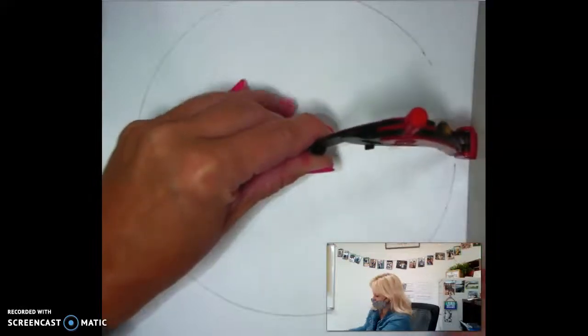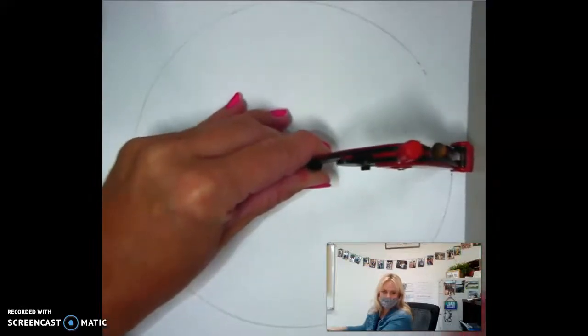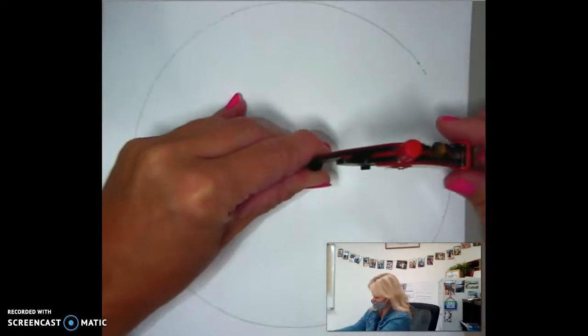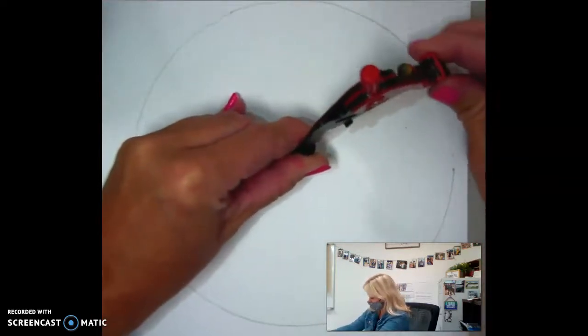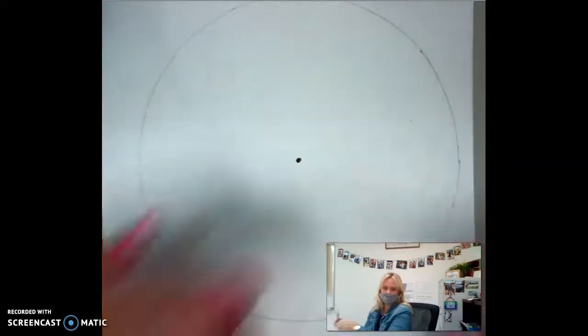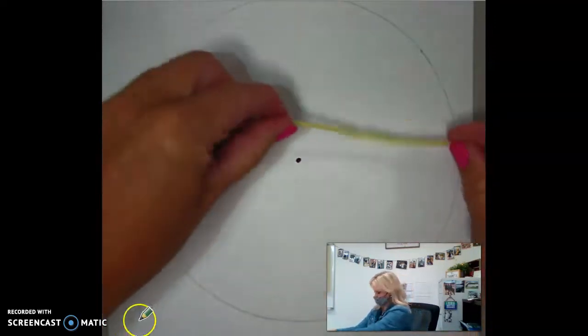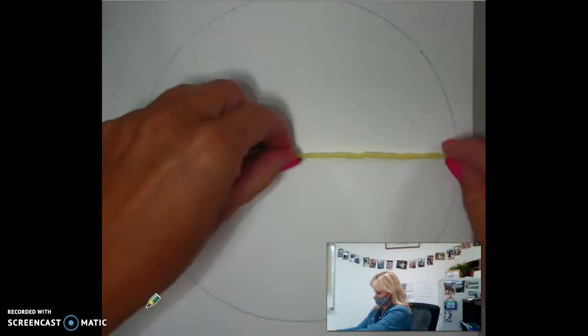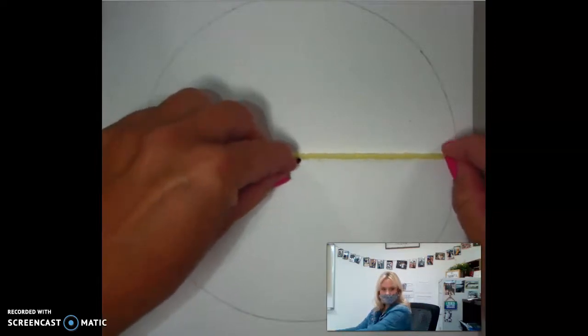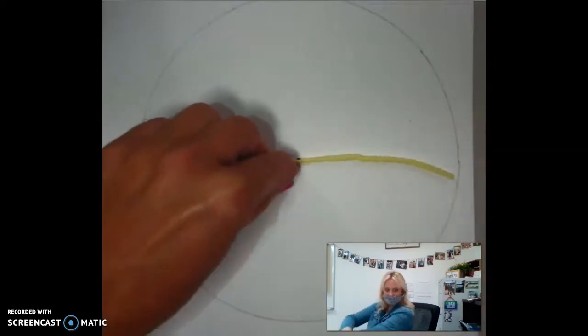Okay, so I want to show you where radians actually came from. I am drawing a perfect circle, and the term radians comes from the radius of the circle. So what I'm going to do is cut pieces of yarn that are exact radii of this circle.